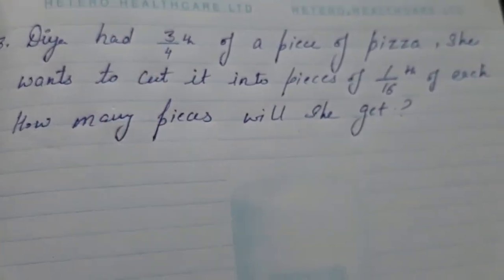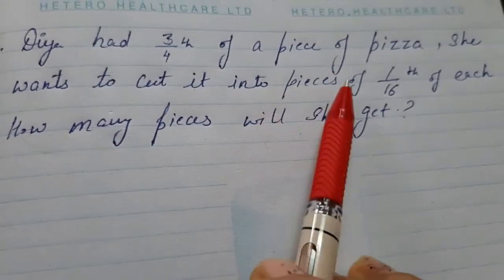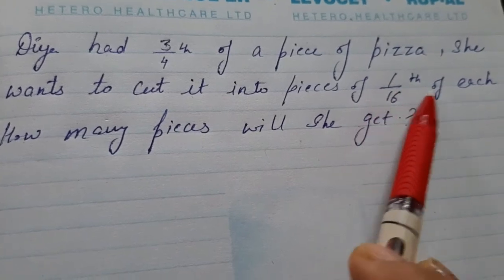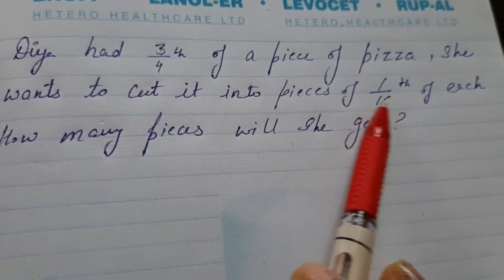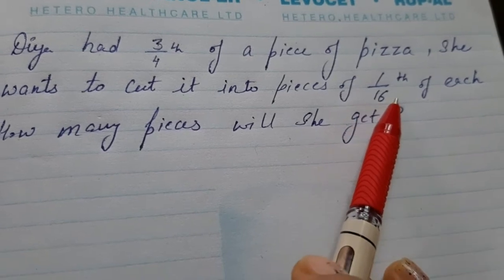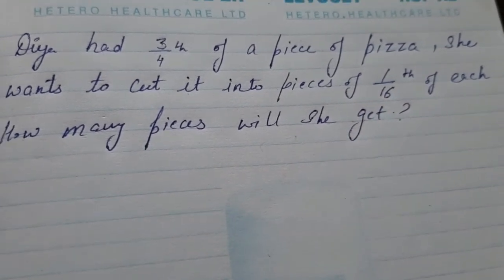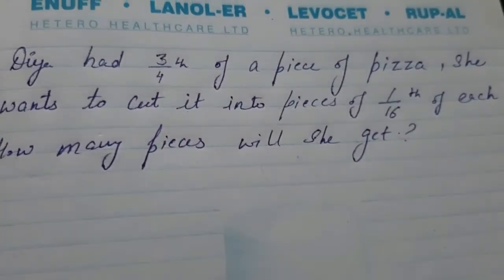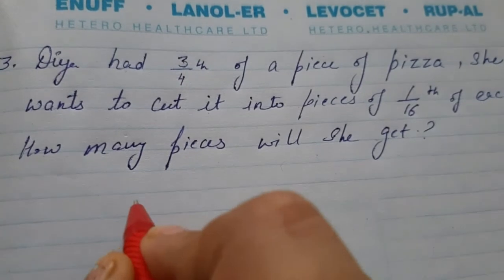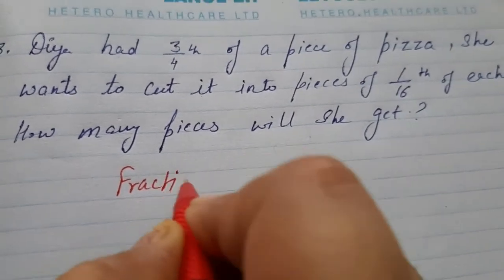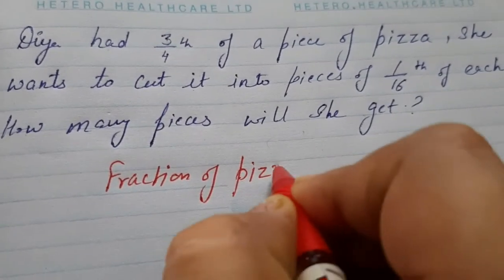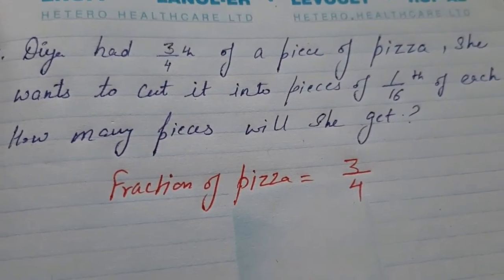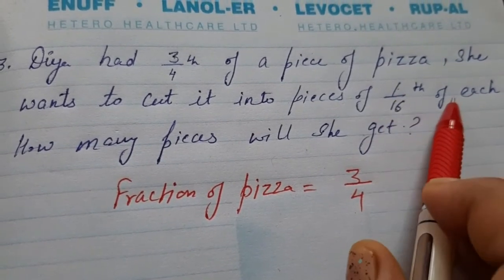Next is: Diya had 3/4 of a piece of pizza and she wants to cut it into pieces of 1/16 each. So this is the measurement of each piece. How many pieces will she get? So she was having 3/4 of a piece of the pizza. So the fraction of pizza is 3/4. Now she wants to cut it into pieces of 1/16 of the measurement.